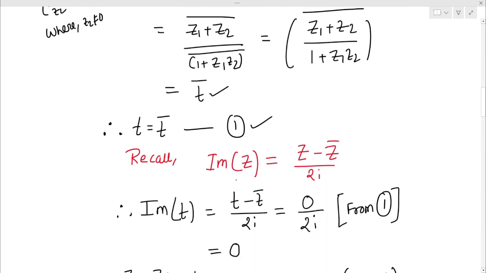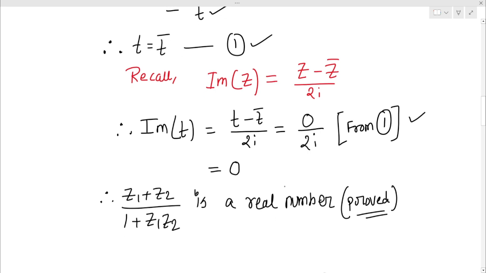Recall that the imaginary part of any complex number is simply (z minus z bar) divided by 2i. This means that the imaginary part of t must be (t minus t bar) divided by 2i, which is 0 divided by 2i, and we get this from equation 1. Therefore, the imaginary part of t is 0.